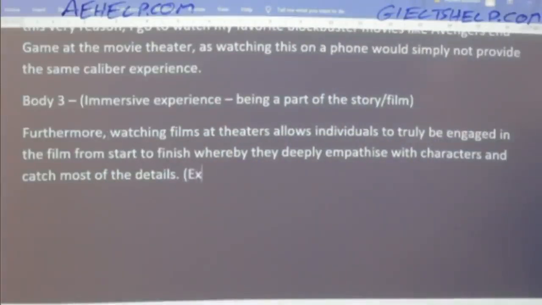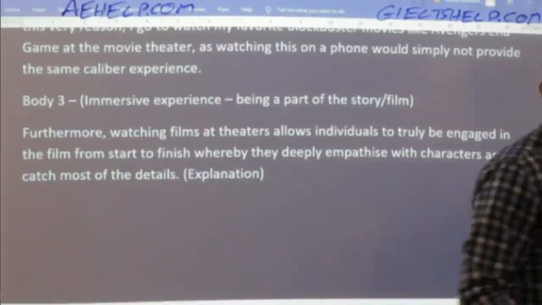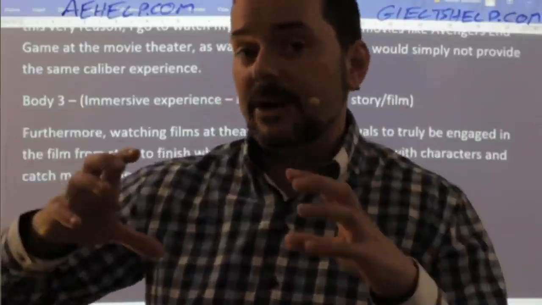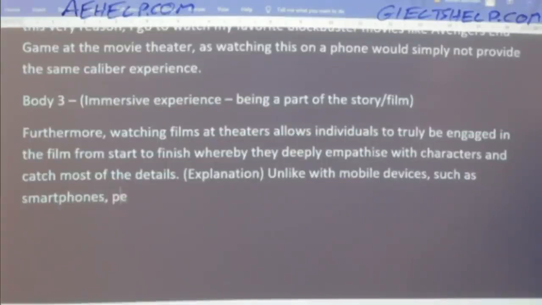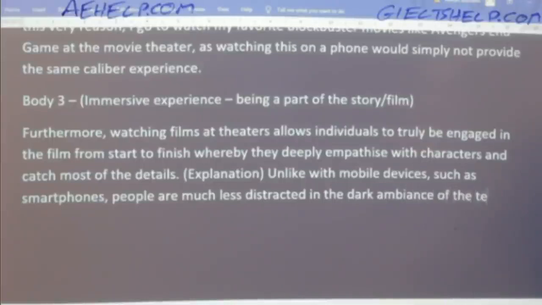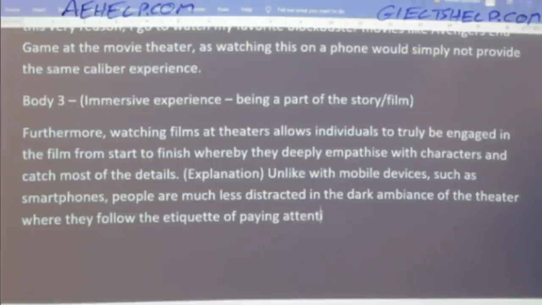Okay, so here's the explanation. Why? Because you're not being distracted, right? So this is where we can come back to comparing mobile phones and movie theaters. So unlike with mobile devices, okay, I'm not going to go into that much detail.